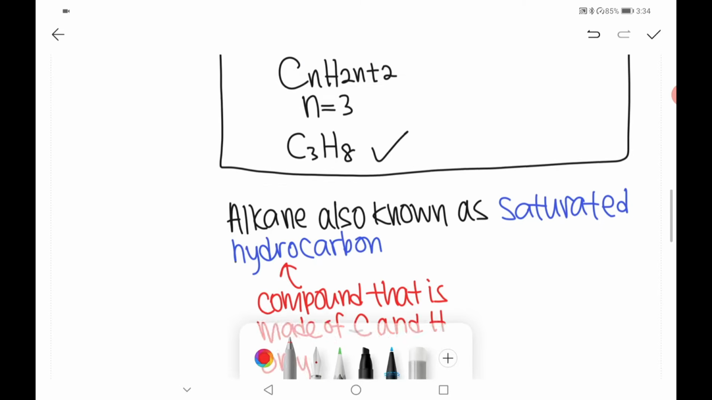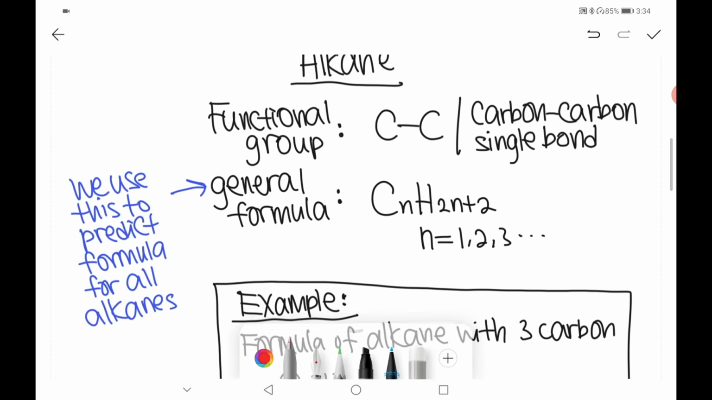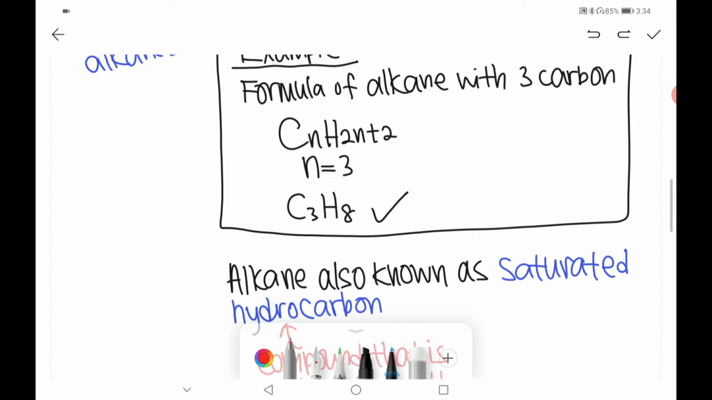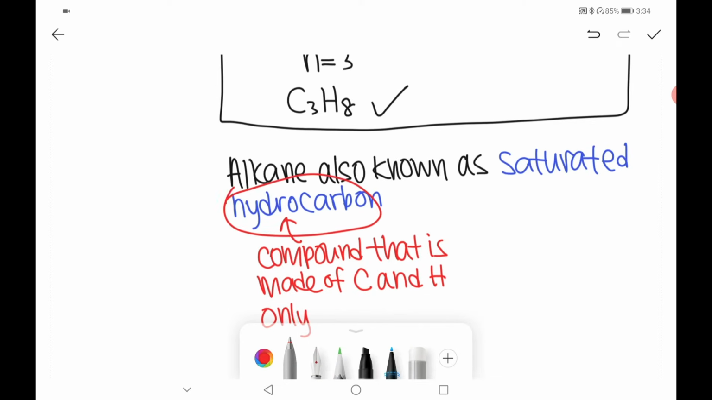So you see, alkane only has carbon and hydrogen, nothing else. Alkane is made of carbon and hydrogen only. That's why alkane is a hydrocarbon.